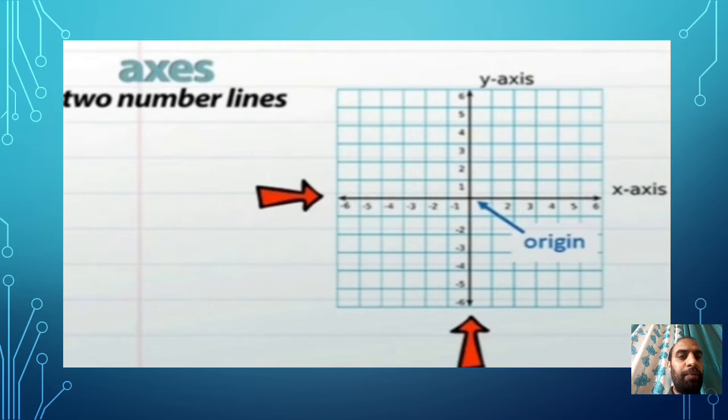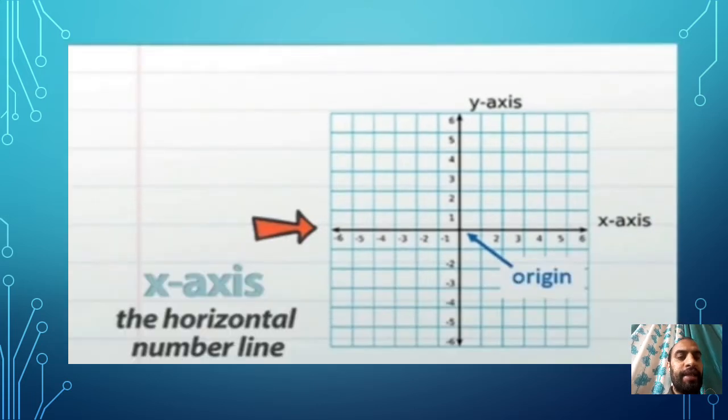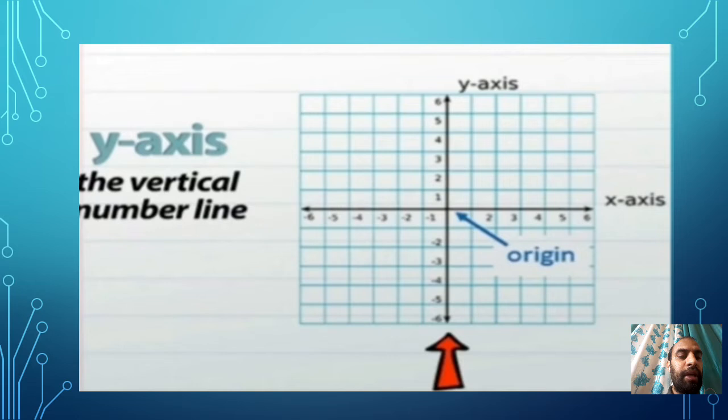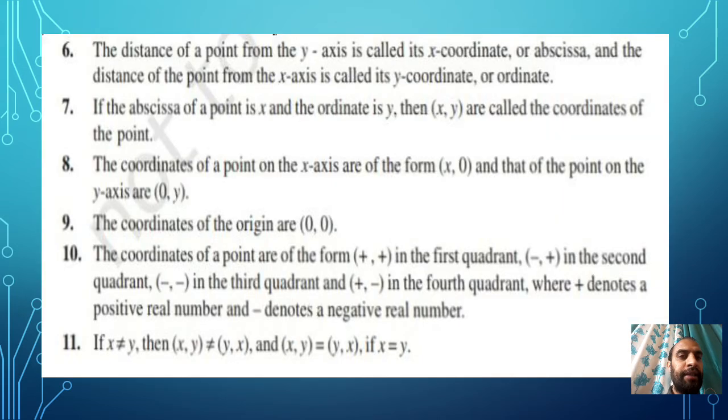First, we have two number lines, we call them axes. One is the x-axis, one is the y-axis. Here the x-axis is the horizontal number line, and the vertical number line we call the y-axis. And next, that is point number 6, the distance of a point, already we have taken this, is called abscissa and ordinate.